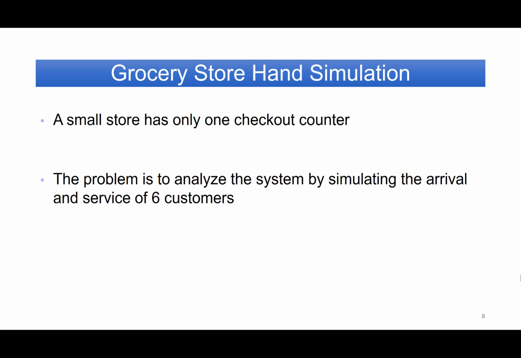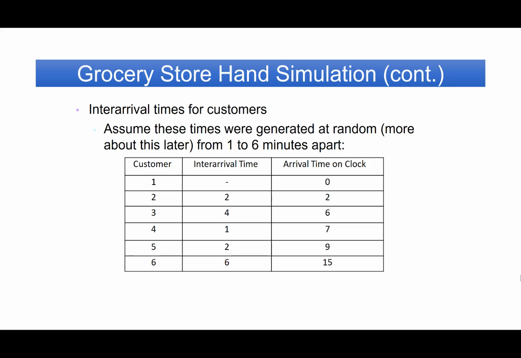In a grocery store hand simulation, consider a small store that only has one checkout counter. The problem would be to analyze the system by simulating the arrival and service of 6 different customers. The inter-arrival times will of course be random because the customers can come whenever they are ready. So we will assume that these times are random and generated from 1 to 6 minutes apart. You can see this in the table listed below.